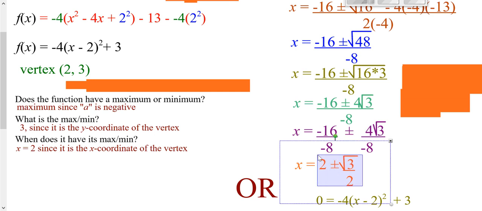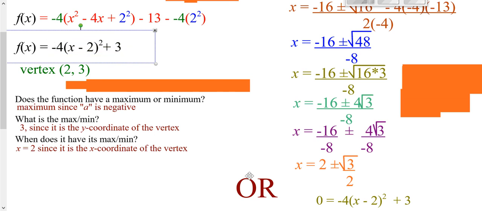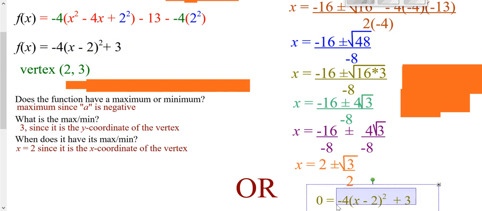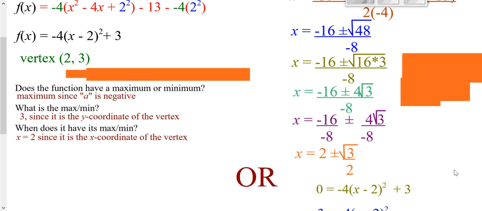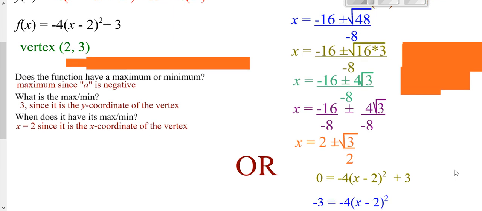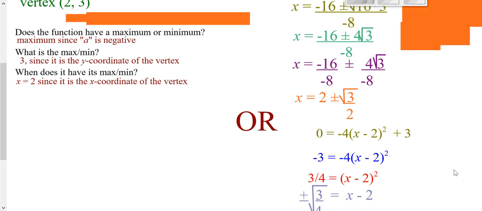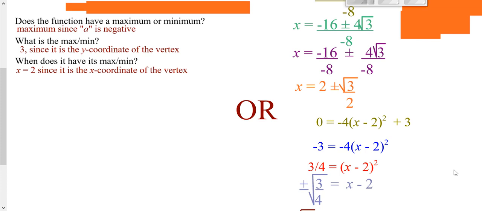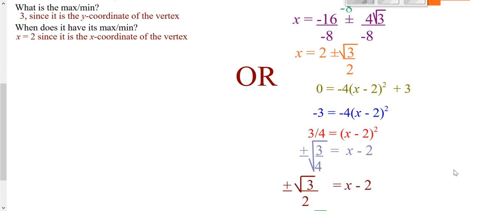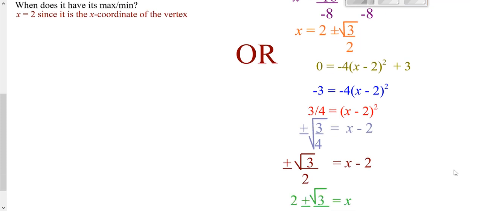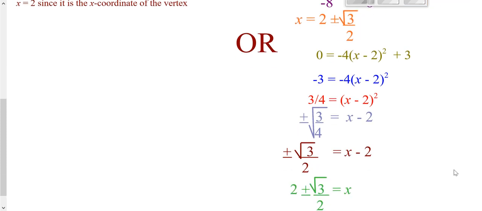A second way to do it is from your vertex form, which we had done over here. So set that vertex form equal to 0. Well, then all you'd have to do is subtract your 3, get rid of what's in front of your squared term. Then all you'd have to do is take the square root of both sides. If we do the square root of both sides, we get this. Remember, plus or minus whenever you take the square root. And take the square root of the top over the square root of the bottom, and then finish getting x by itself by adding 2. Notice you get the exact same answer either way.